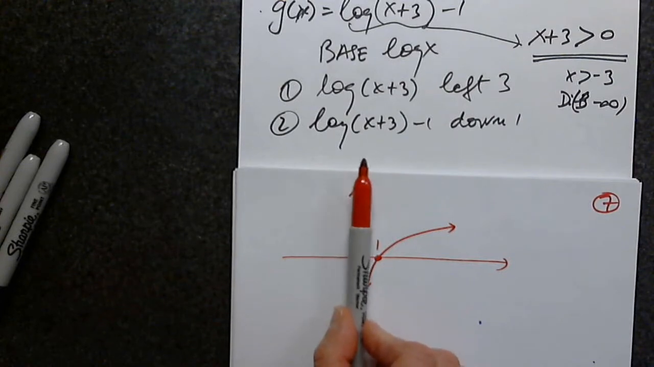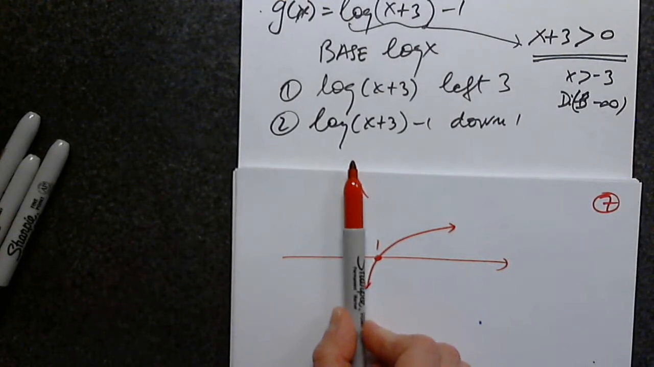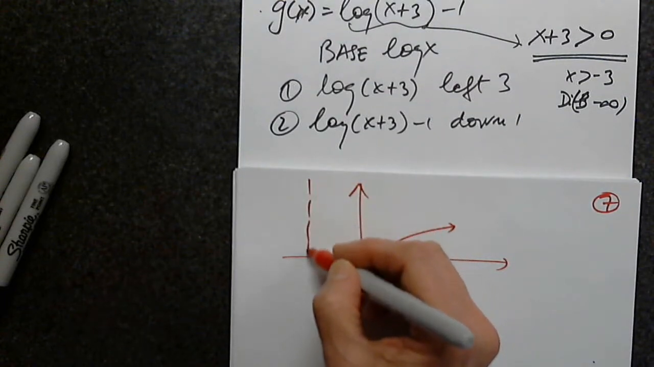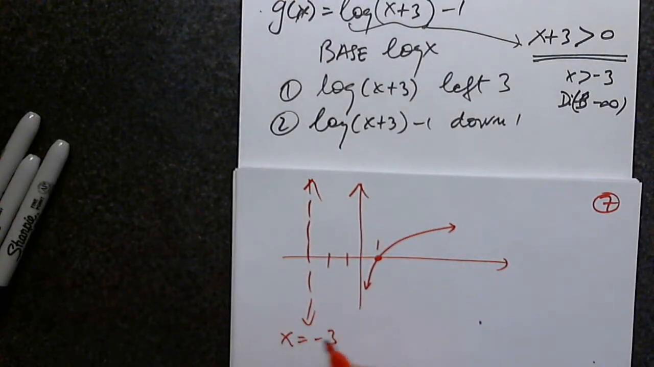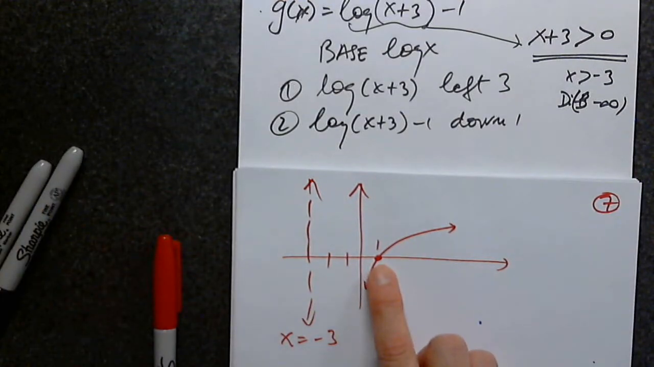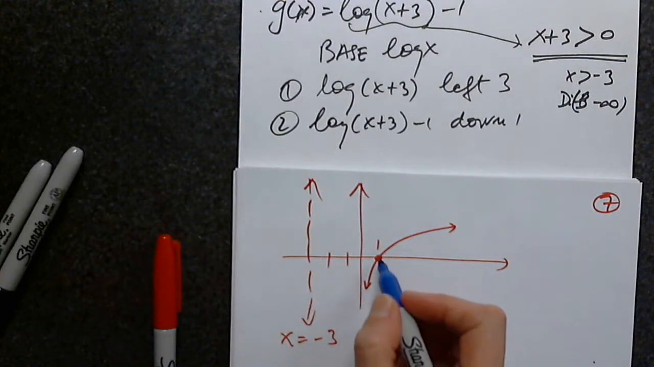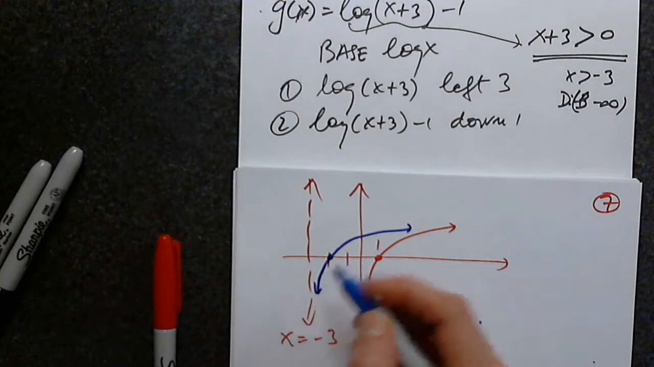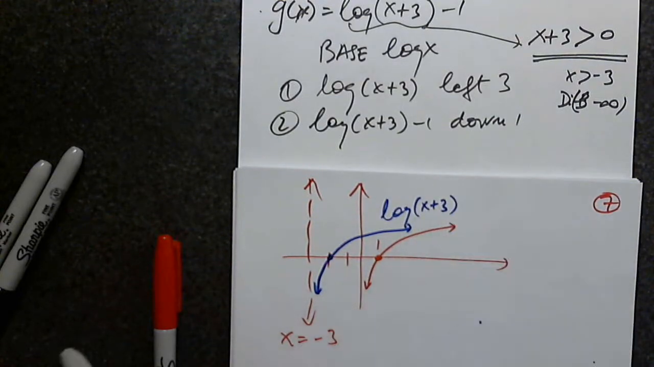But remember, this function has a vertical asymptote. What do I have to shift first? The asymptote. First, I have to shift the asymptote from x equals 0 to x equals negative 3. So now please give me, where does this point go? Good. So from this point, where? Very good. Awesome. So this is the graph of log x plus 3.